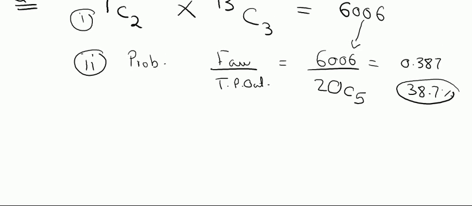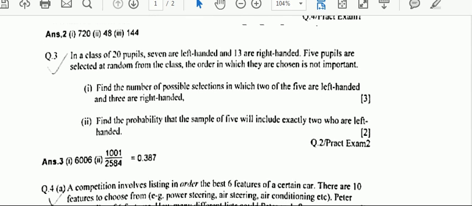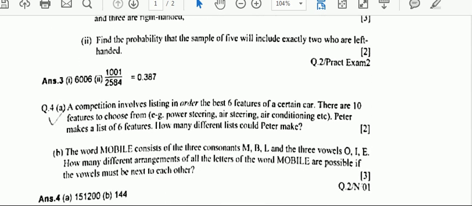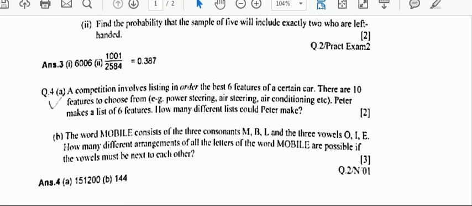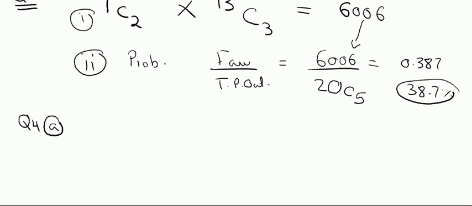Moving on to the next part, question number 4. The question number 4 is, a competition involves listing in order the best 6 features of a certain car. Now note that the word order is in italic. It is important here to analyze what this means.